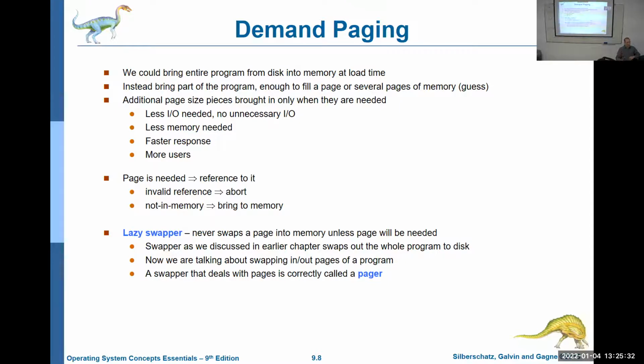We have 2 or 3 pages. Additional page-size pieces will be brought in only when they're needed. Like I was saying, all of a sudden I get to line 100 in my code and I need line 101. It's not in the page, so I'm going to have to grab a new page from the disk.